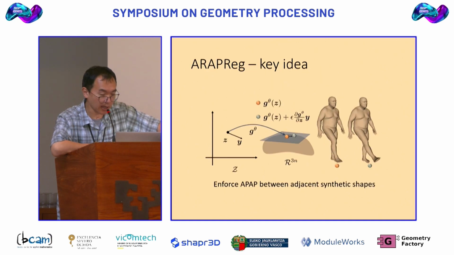So the idea here is that given two adjacent synthetic shapes, we want to minimize some deformation between them. Intuitively speaking, this is analogous to minimizing the curve length in the active contour model. Here we generalize to minimize the deformation between two adjacent shapes. In active contours, you minimize the distance between two adjacent vertices. So how to do that?